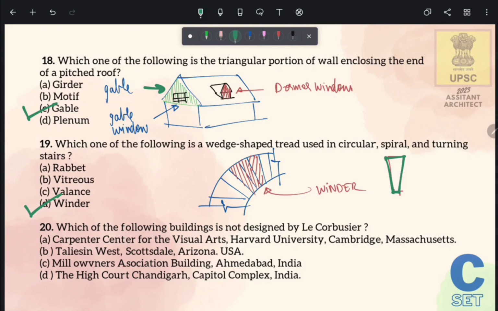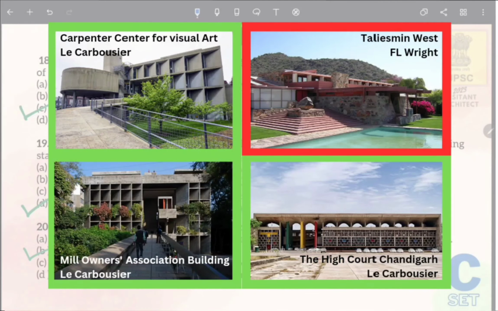Let's see next question. Which of the following buildings is not designed by Le Corbusier? So friends, out of this given option, Taliesin West is not designed by Le Corbusier. So this will be the correct answer of this question because it is designed by Frank Lloyd Wright. These are all the images of given options, and here you can see that option number A, C and D are example of brutalism, which is a very prominent philosophy of Le Corbusier, whereas option B, Taliesin West, is designed by Frank Lloyd Wright and it is known as the F.L. Wright's winter home.